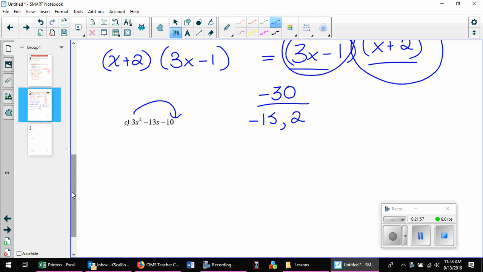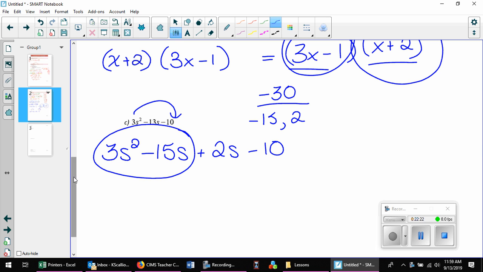Okay, so 30 maybe trips some people up because 3 and 10 is the obvious one. 3 and 10 give me 13. But it's a negative, and this has to be a negative, so it's 15 and 2. So 3s squared minus 15s plus 2s minus 10.